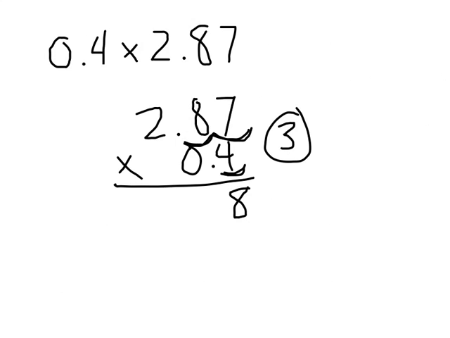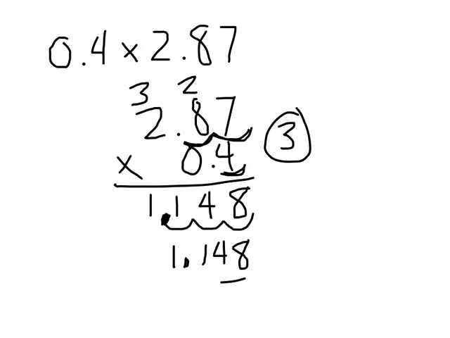4 times 7 is 28. 4 times 8 is 32, plus 2 more is 34. 4 times 2 is 8, plus 3 is 11. So I would get 1,148. Where should I place the decimal in this number? Well, I need 3 digits behind the decimal. 1, 2, 3. So my answer is 1 and 148 thousandths. Remember, count how many digits are behind the decimal, multiply like normal, and then place your decimal.